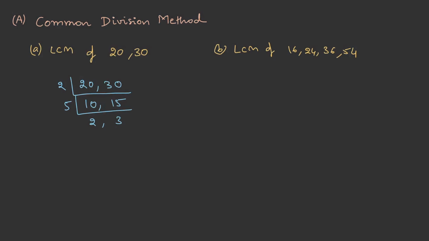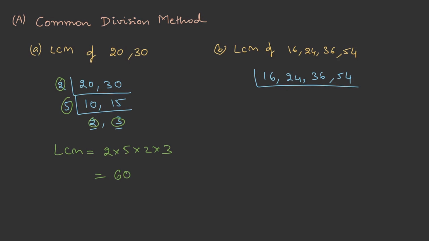Keep on dividing till you get the prime numbers. So here we got the prime numbers 2 and 3. From this we can write the LCM as 2 into 5 into 2 into 3. That is multiplication of these numbers. So this is 60. Let's try one more. Here we have 16, 24, 36 and 54. So let's divide with prime numbers. Let's start with 2. 2 8s are 16, 2 12s are 24, 2 18s are 36 and 27 is 54.